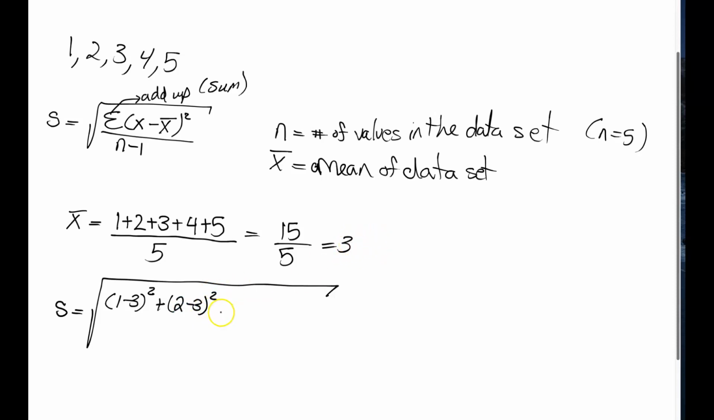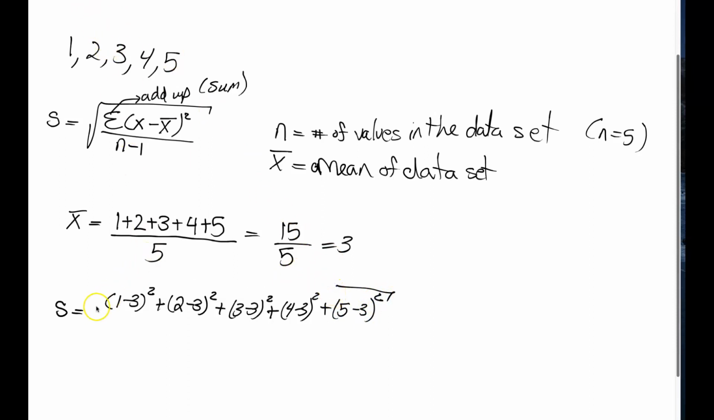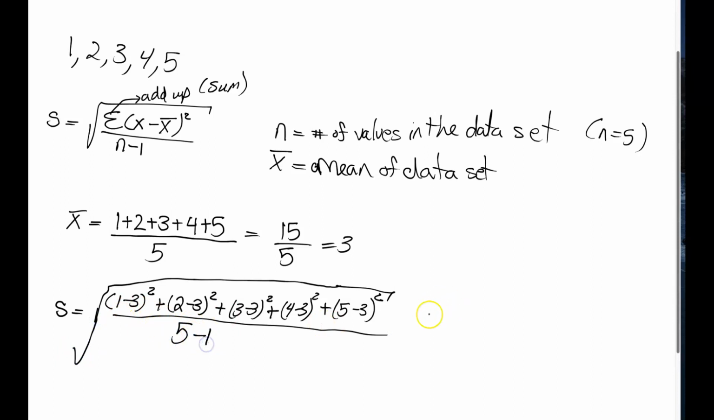3 because it's the mean. Plus 3 minus 3 quantity squared, plus 4 minus 3 quantity squared, and then the last value is plus 5 minus 3 quantity squared. Oops, I wanted to erase one thing and I erased completely a different thing. And then this is all over, still underneath the square root, n minus 1, which is 5 minus 1. So we know on the bottom we're going to have a 4, because 5 minus 1 is 4.